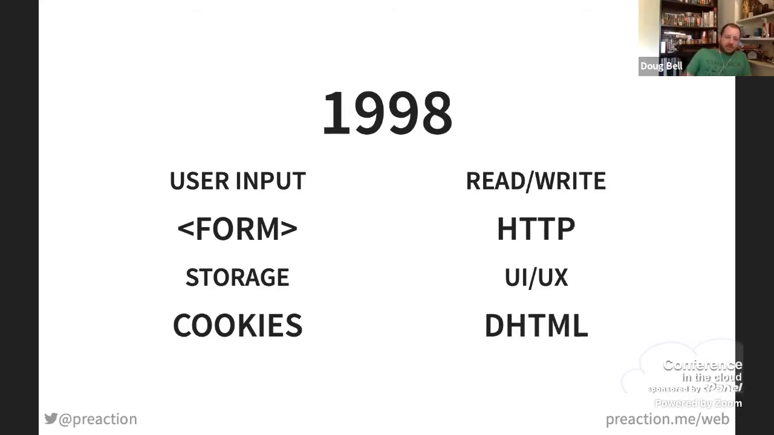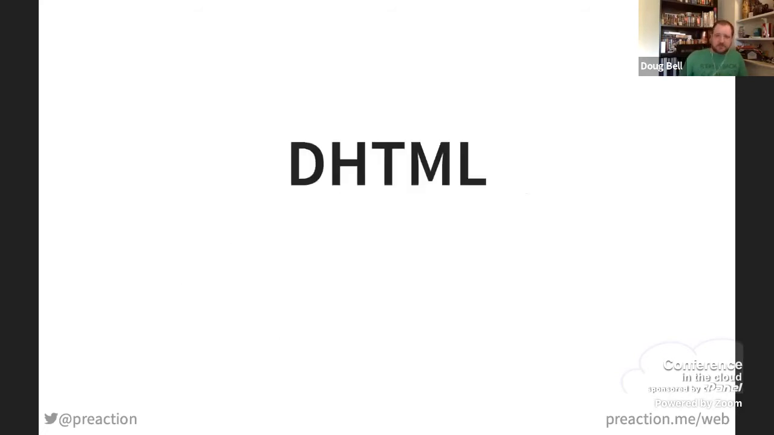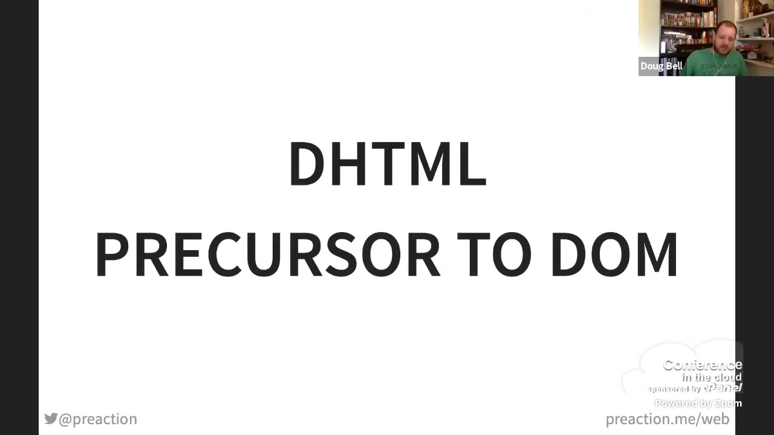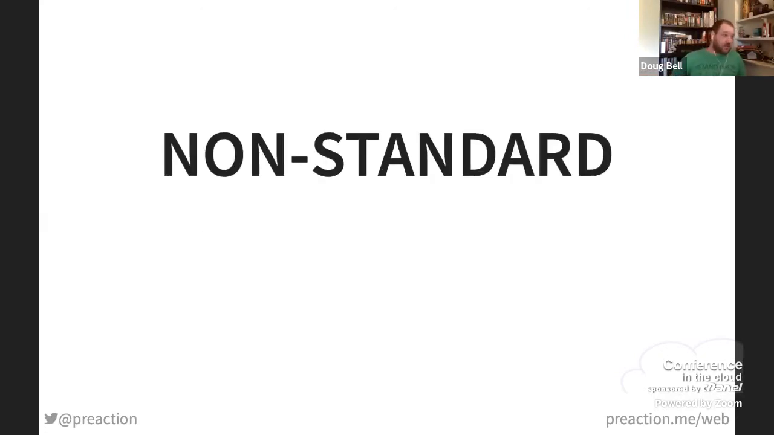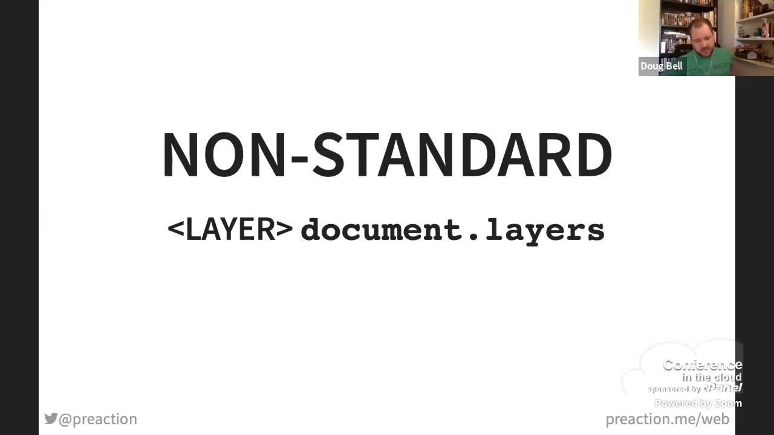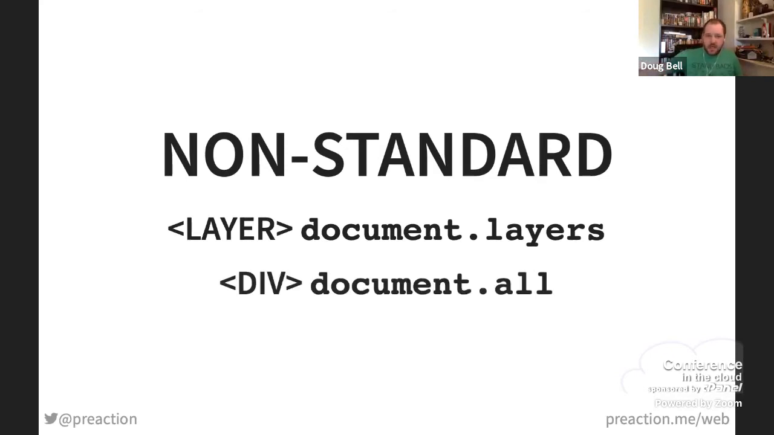It wasn't until 1998 that we were finally able to actually animate HTML itself. And the browser vendors called this DHTML, dynamic HTML. This was a precursor to what we know today as the DOM, which means that it wasn't a standard. As a matter of fact, Netscape implemented something called a layer tag, which you accessed from JavaScript through the layers attribute. IE introduced something called a div tag, which was actually standard at the time, and then created something called document.all. I still to this day see JavaScript looking at document.all to see if they're on IE or not.